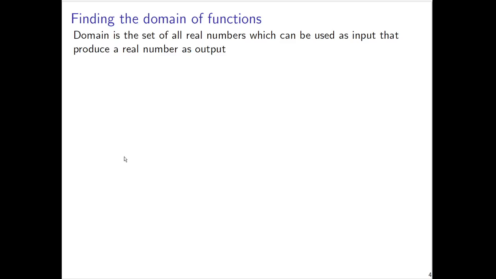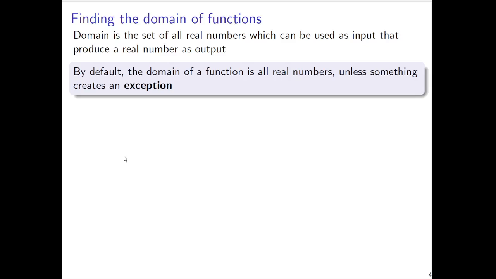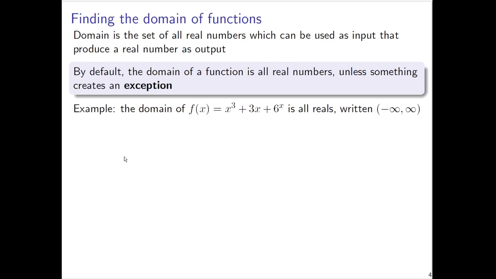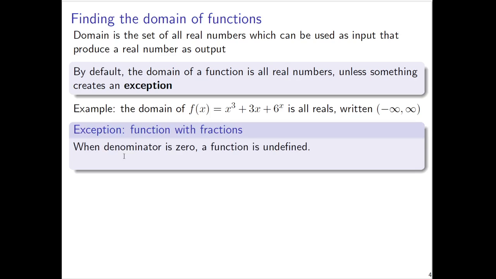Recall that the domain is the set of all real numbers which can be used as input that produce a real number output. By default, you get all real numbers unless there's something about the function that creates an exception. So for instance, for the function defined by x cubed plus 3x plus 6 to the x, the domain is going to be all reals, written negative infinity to infinity.